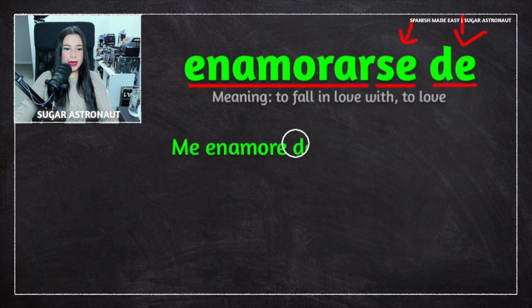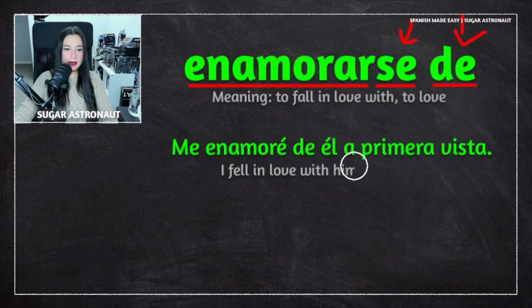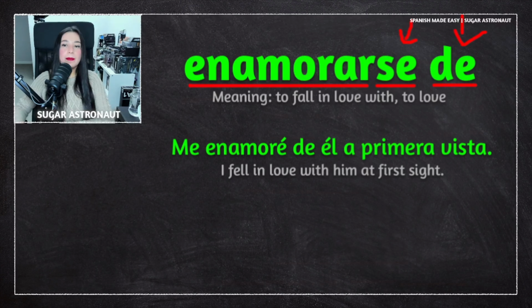Me enamoré de él a primera vista. Okay, I was missing an accent there. A tilde. Sorry about that. Me enamoré de él a primera vista. What does this mean? This means I fell in love with him at first sight.